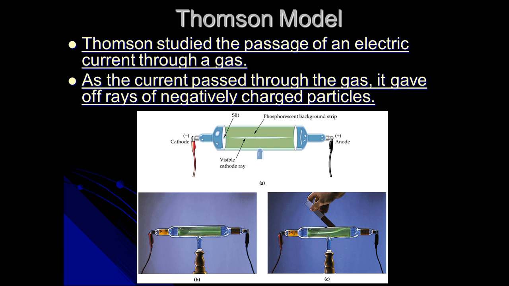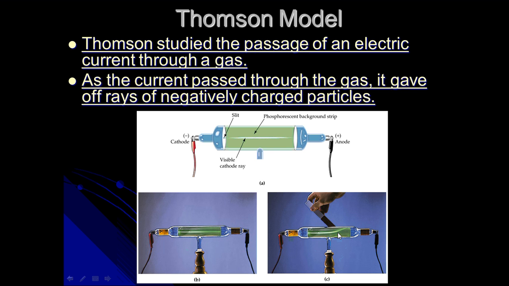And if you remember, opposite charges attract, like charges repel. So if this is the positive end of a plate, the ray would bend towards it. So he deduced that whatever made up this ray was negatively charged.